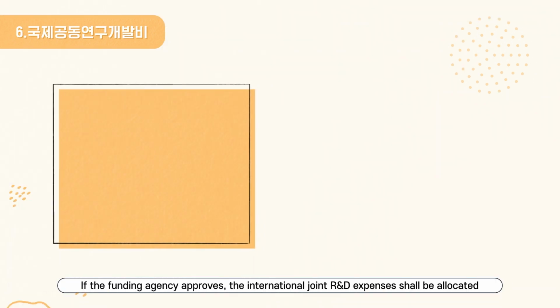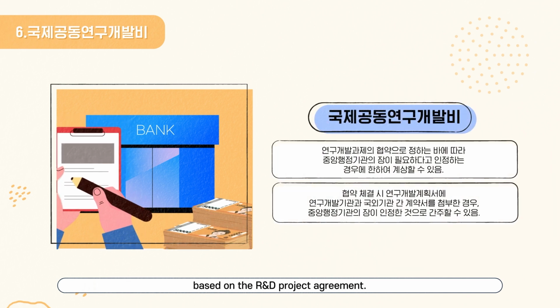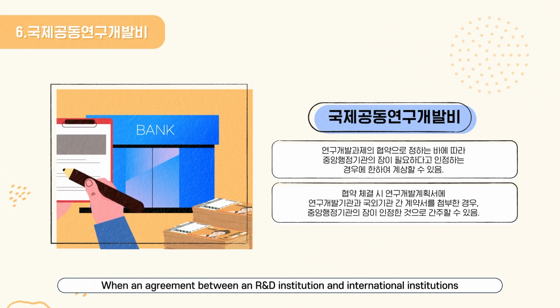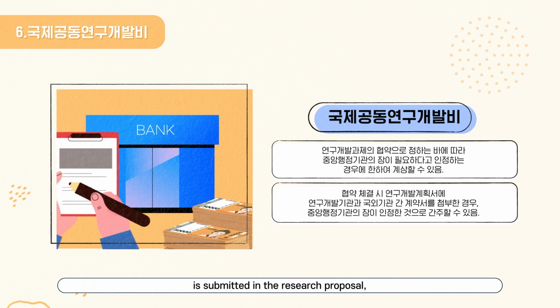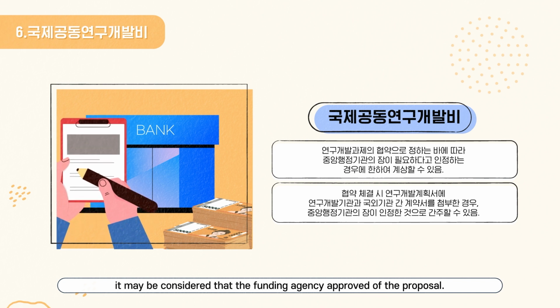If the funding agency approves, the international joint R&D expenses shall be allocated based on the R&D project agreement. When an agreement between an R&D institution and international institutions is submitted in the research proposal, it may be considered that the funding agency approved of the proposal.